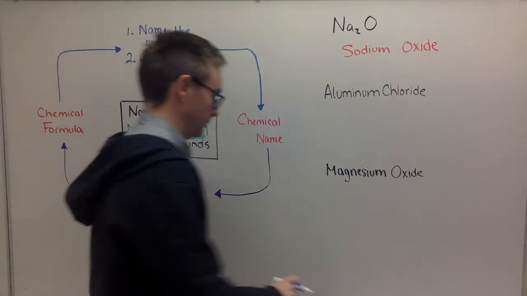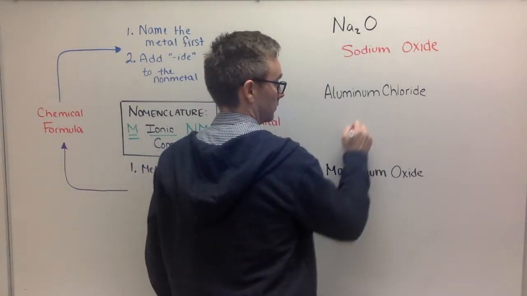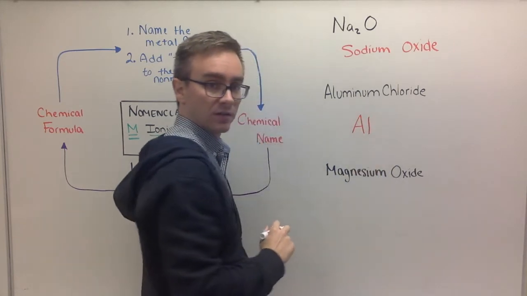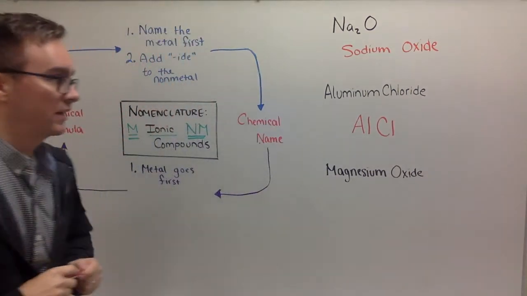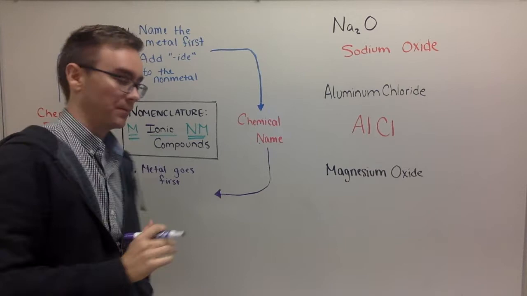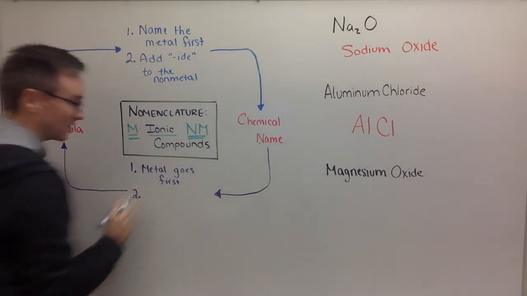All right, so aluminum becomes Al, followed by the Cl for chlorine, because the metal goes first. But now here's where it's tricky. You need to add the subscripts.